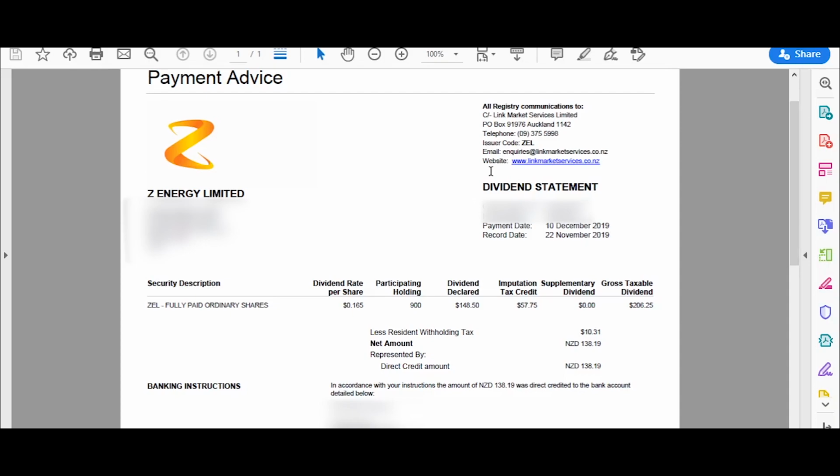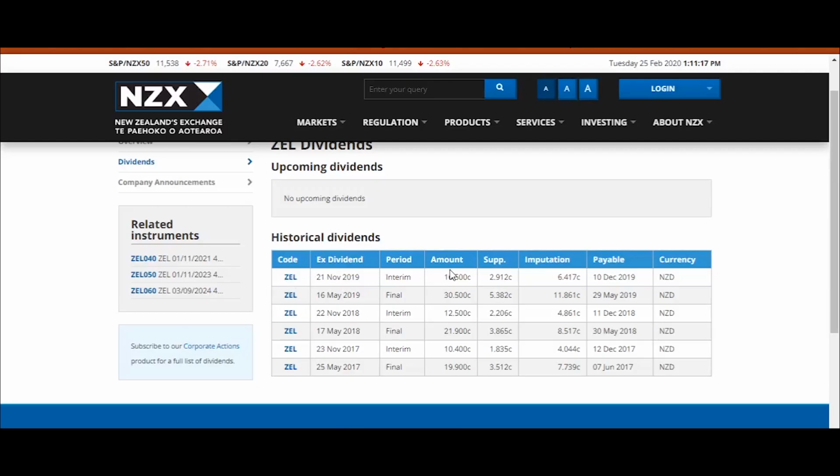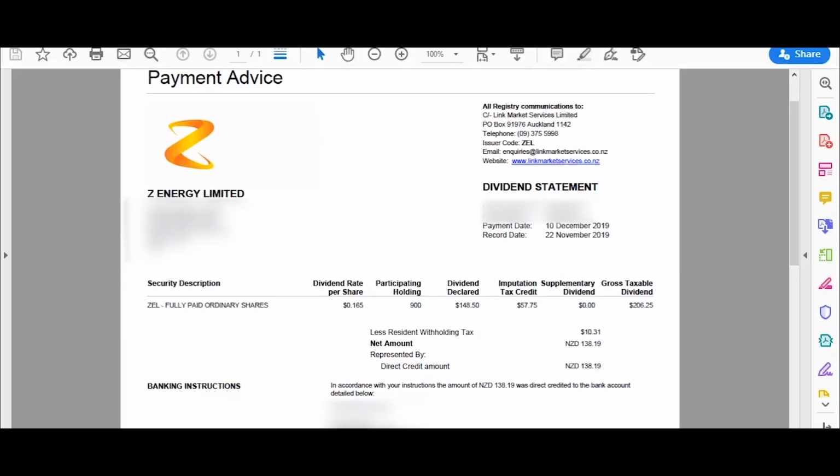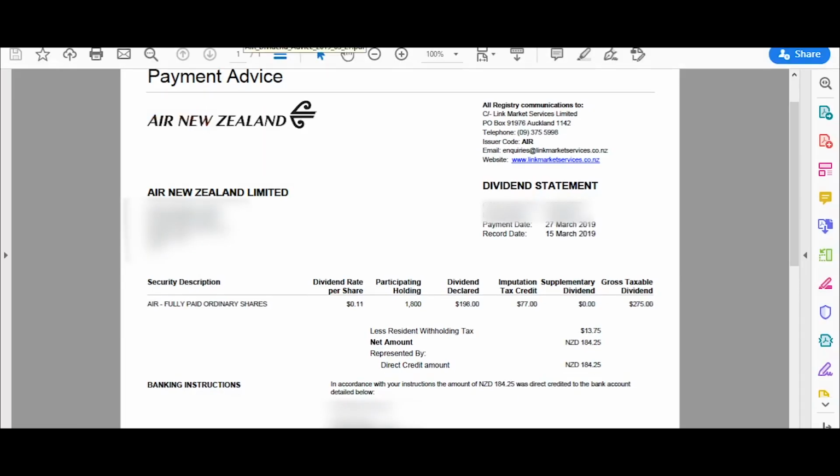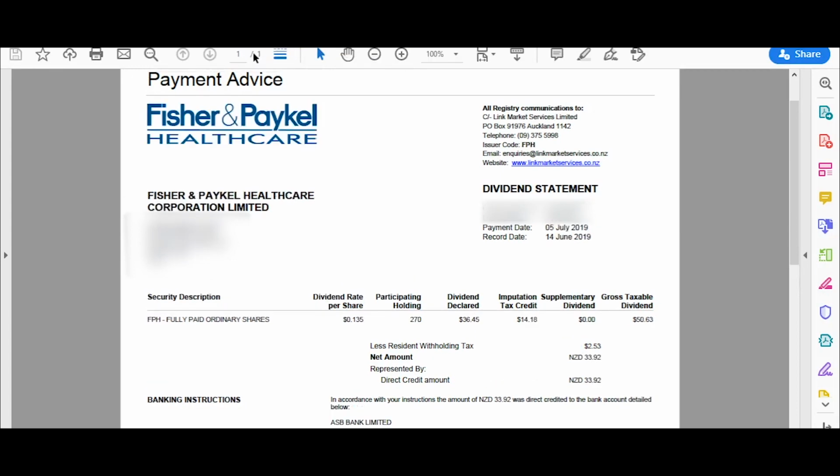So this is an example of what you see here, the first column. But it works the same for any other company. So this is the statement from New Zealand for the dividends. This is Fisher & Paykel. As you can see, they're all similar.